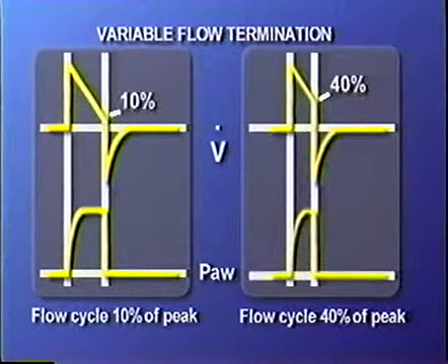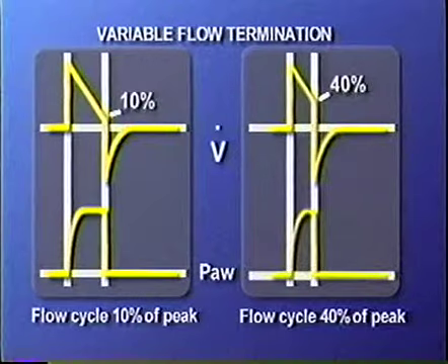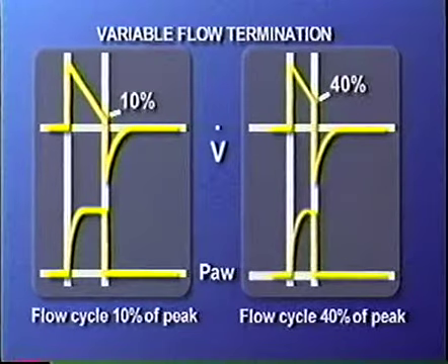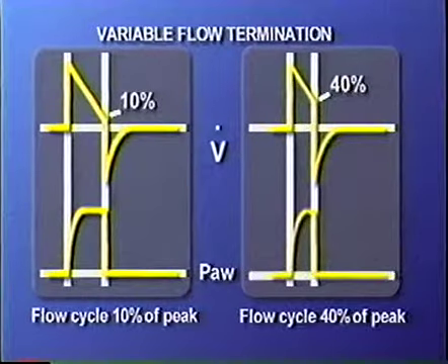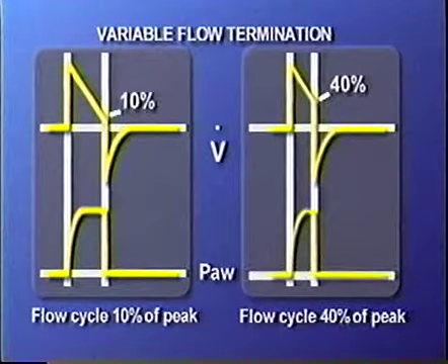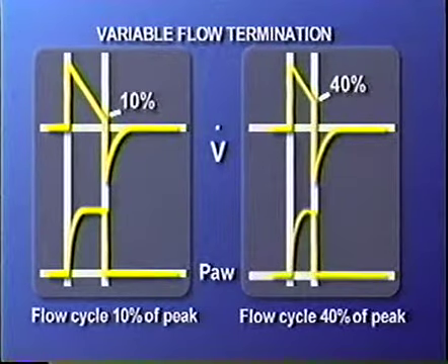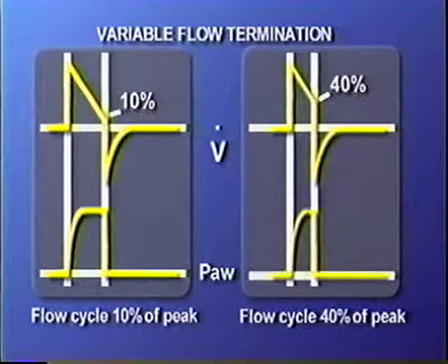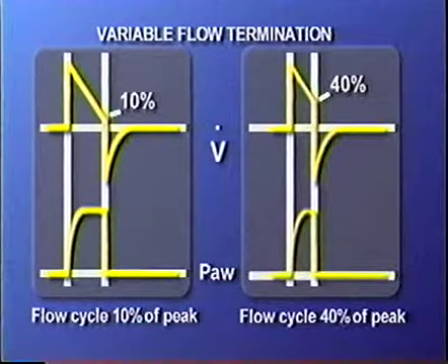The example on the left shows the breath cycling from inspiration to expiration at 10% of the peak flow. The example on the right shows the breath cycling at 40% of the peak flow. Some clinicians refer to the variable flow termination feature as expiratory sensitivity, since it allows the clinician to adjust when inspiration should cycle to expiration to optimize the patient-ventilator synchronization. A flow termination of 25% is a good place to start in most cases.